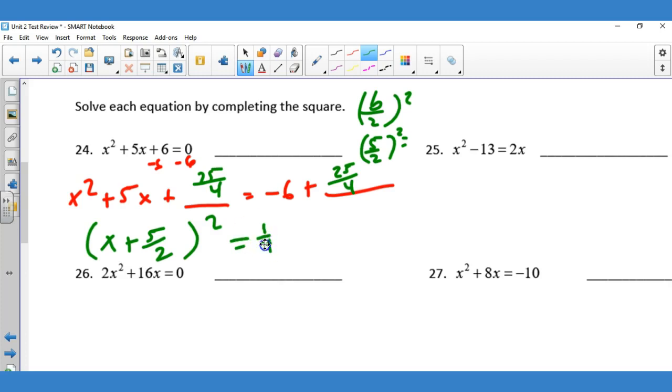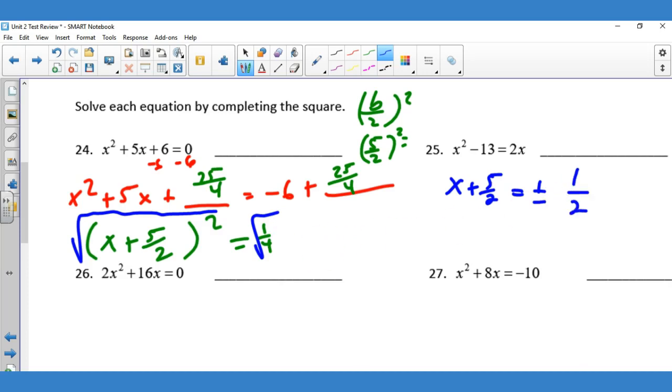Now that I know this is 1/4 right here, I'm going to take the square root on both sides. See the square? I'm going to take the square root on both sides. So when I do that, I get x plus 5 halves equals plus or minus the square root of 1 is 1, and the square root of 4 is 2.